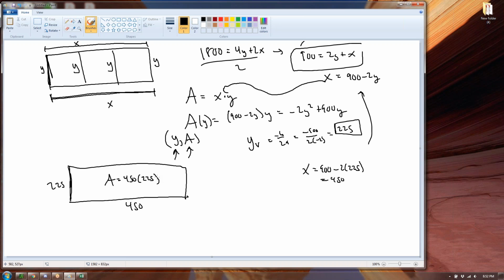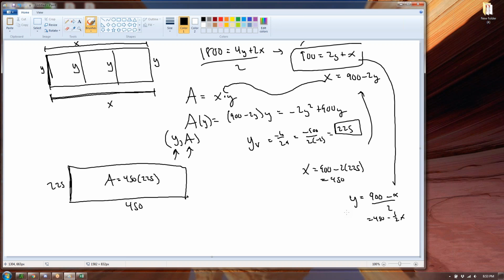Okay. You could have also solved this if you feel only comfortable using x's. You could have said that y was 900 minus x over 2, or basically 450 minus 1/2 x, and then substituted it into the area function. You'll get the same exact thing. So it doesn't really matter. All right.